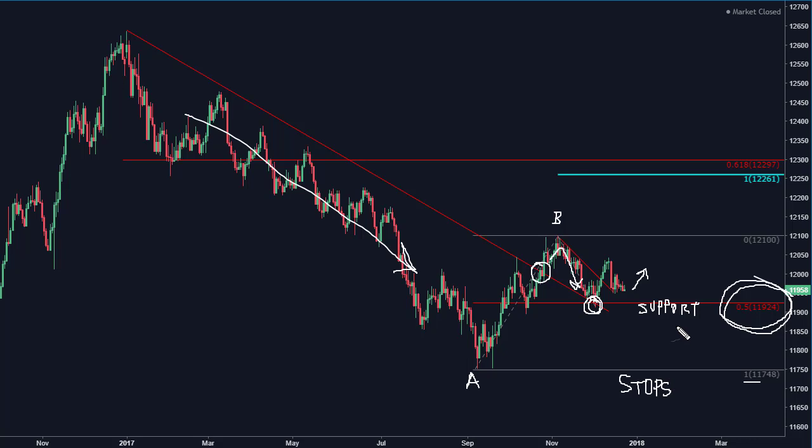Okay, there's a higher percentage of completion, or should we say the probability of success grows the longer that we can stay above this level here.